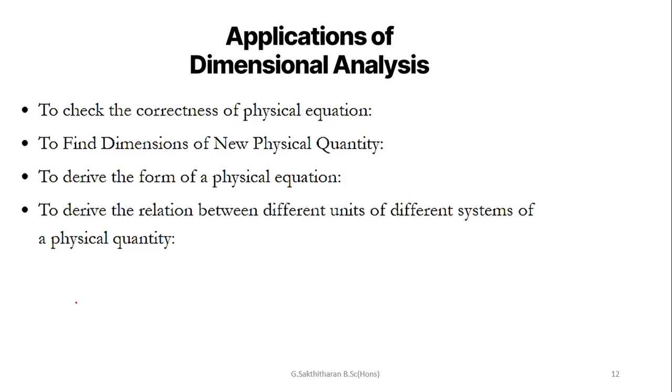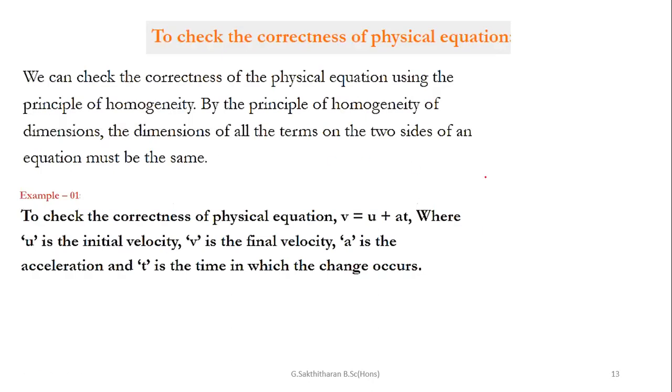So firstly, we can see how to check the correctness of the physical equation. Example 1: v equal to u plus at is one of the equations, where u is the initial velocity, v is the final velocity, a is the acceleration, and t is the time. In this equation, we are checking the correctness of these physical quantities.